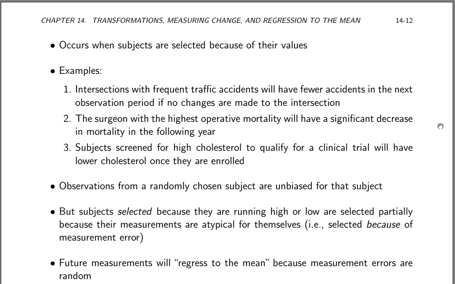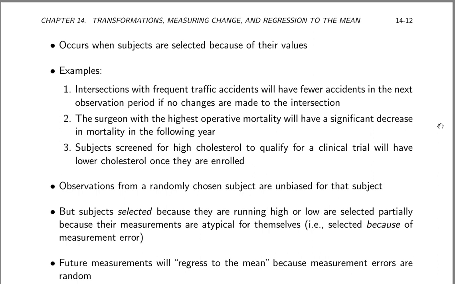Sometimes we screen patients on having a high or low range on a measurement. Suppose you screen patients for high cholesterol to qualify for a clinical trial. And then once they qualify, you measure the cholesterol again, and you find it's significantly lower. That's because some of the patients who progressed through the screening criteria had their cholesterol mismeasured high, and that made them qualify for the trial. Of course, you can have mismeasurements low also.